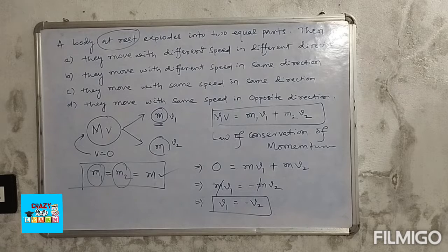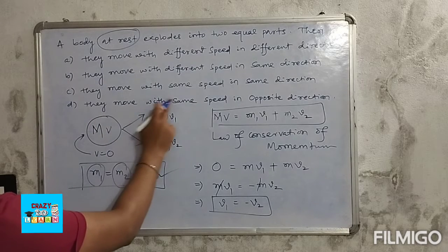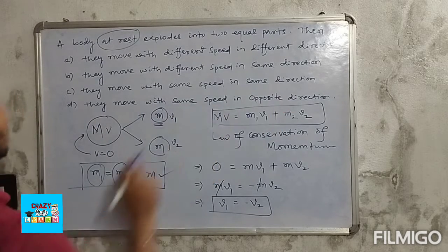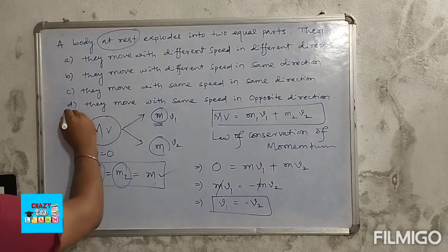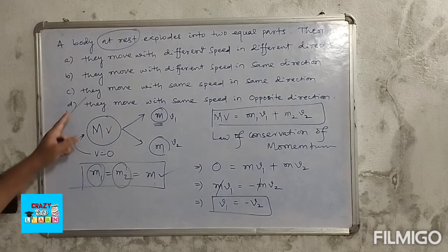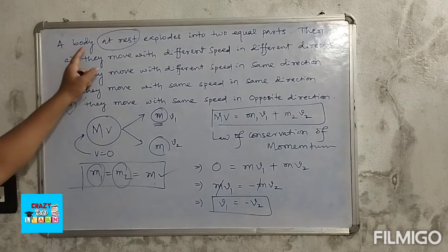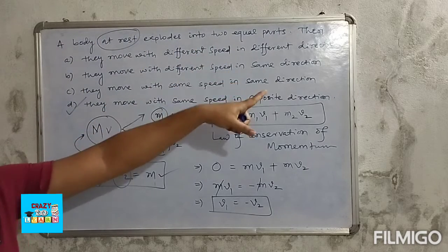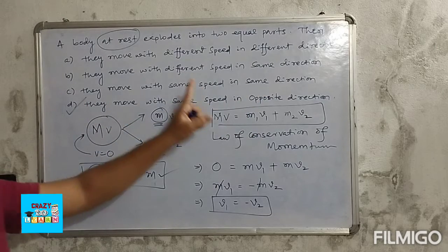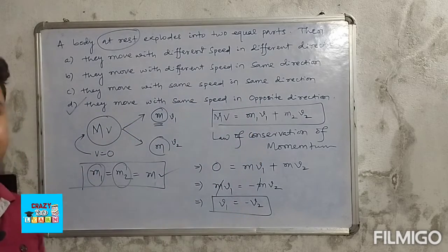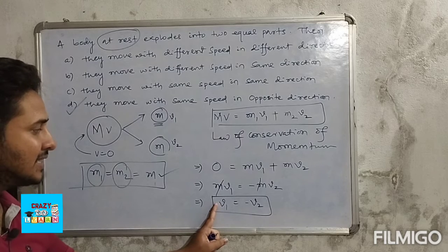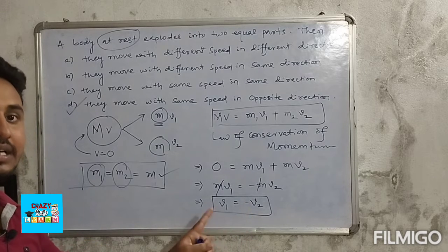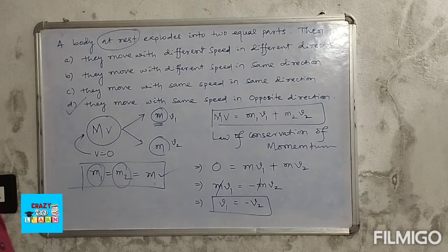So which one is the correct one? They move with the same speed in opposite directions, which is written in option D. So option D is the correct one. A body at rest explodes into two equal parts, and they move with the same speed but in opposite directions, because this is the positive one, this is the negative one, and the negative sign indicates that the velocity will be in the opposite direction. Okay, clear?